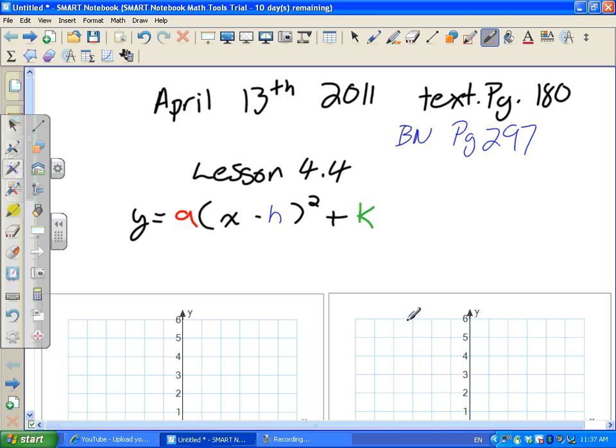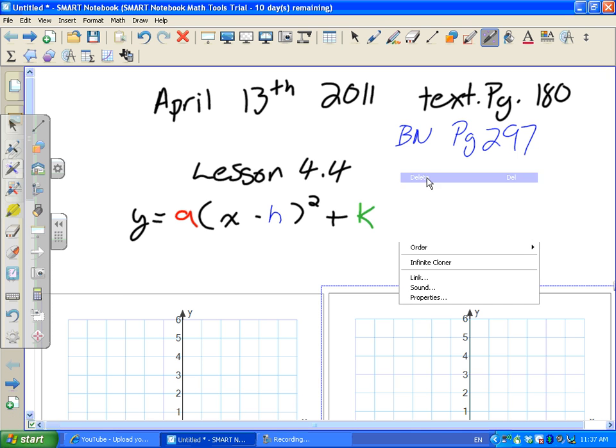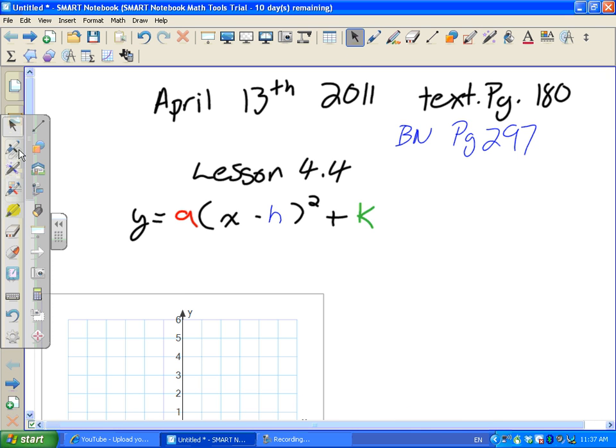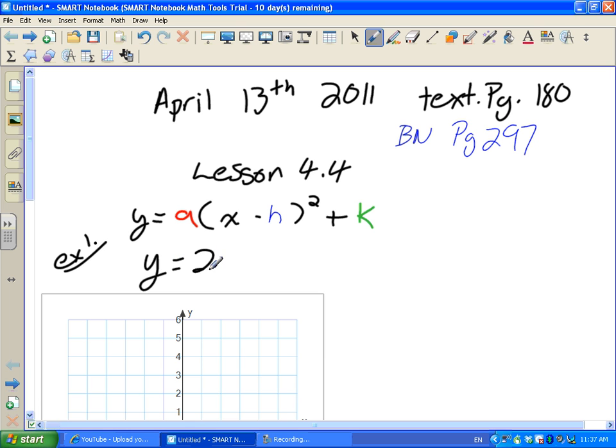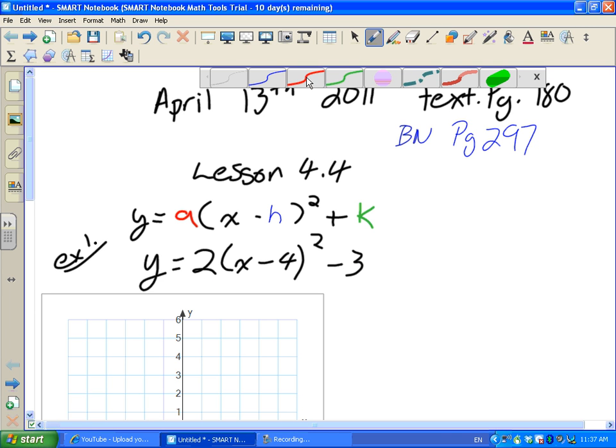I'm going to start with example 1. Example number 1 gives us this equation: y equals 2 times (x subtract 4) squared minus 3. Okay. First thing I want you guys to do is to be able to recognize which numbers represent our variables, or our H, A, and K.